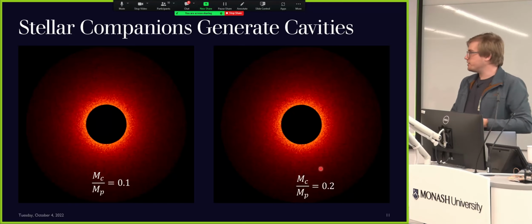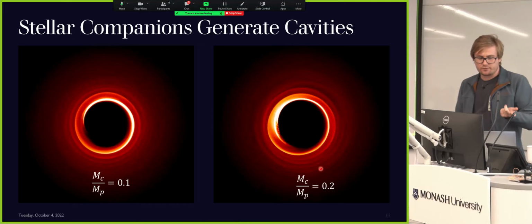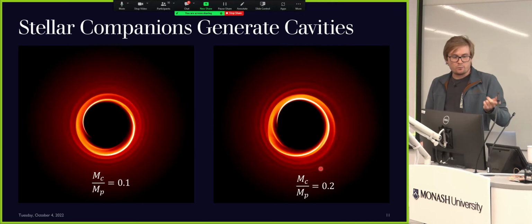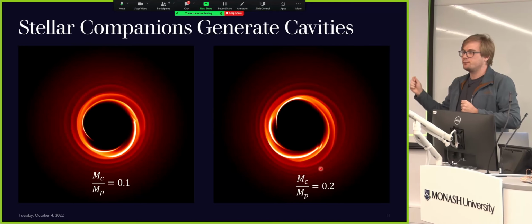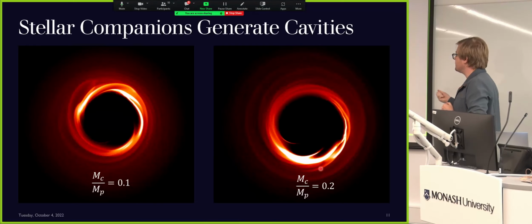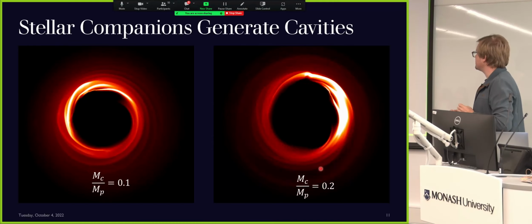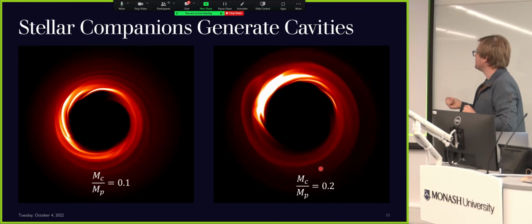Another way to generate cavities and these horseshoe features is with stellar companions. So these simulations have a 0.1 mass ratio companion. So think of a 1 solar mass primary star and a 0.1 solar mass companion. And then on the right, it's twice as high a mass.